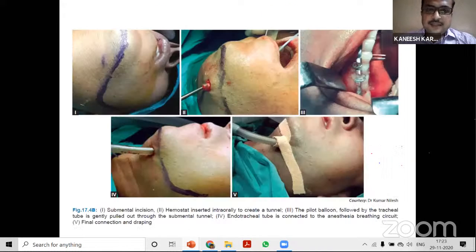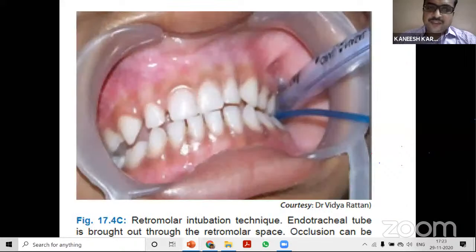This is something called submental intubation. When there is a severe panfacial fracture, all the bones in the middle third are fractured, even the mandible is fractured, then we first put an orotracheal intubation and then we convert it into submental. We take the tube out through the floor of the mouth in the chin region. This is called submental intubation. This is called a retromolar intubation. If we are not able to get it through the nose, then we put it through orally and place the tube behind the last molar.